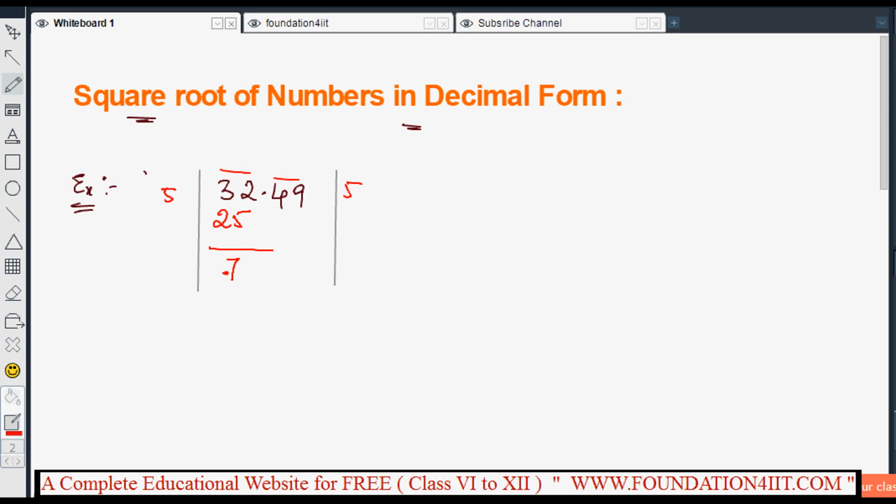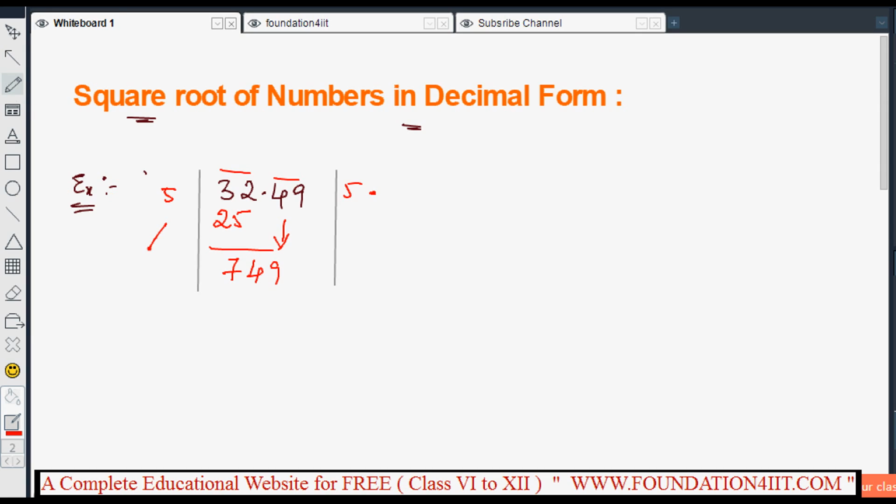So 5 times 5 is 25. Subtract, and you get 7. Now whenever you take the period, soon after the point, you also need to keep the point here first. I drag the number after the point, I took this period down, so immediately keep the point in the place of the quotient. Then the method is the same as before.